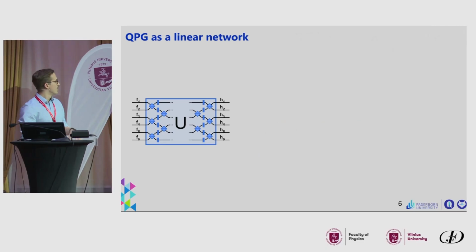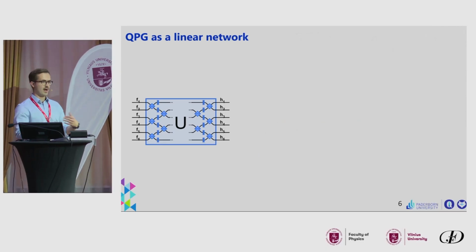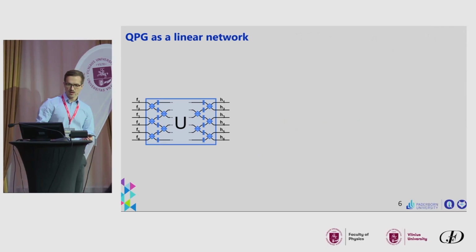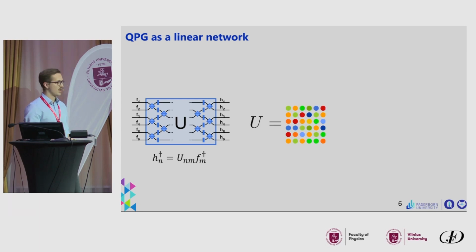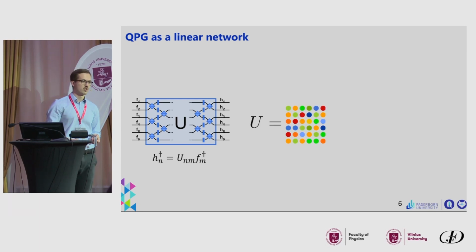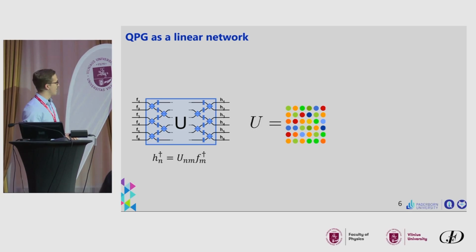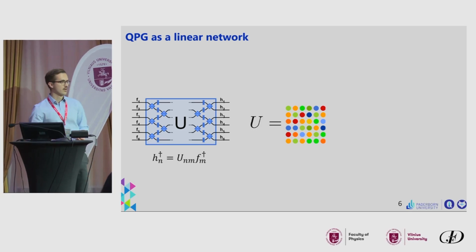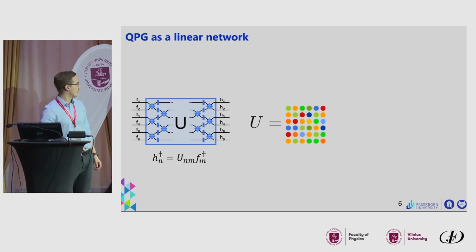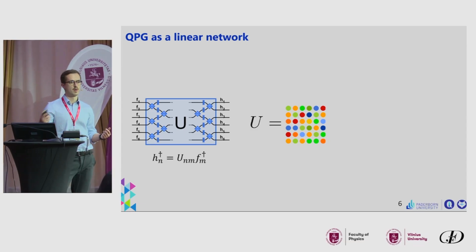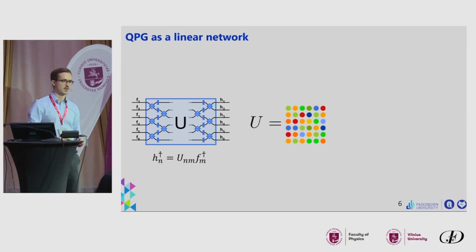And for this, quick recap, if we have a multi-port interferometer like this, we can describe its action by a unitary matrix, which describes how input modes are mapped to output modes. And basically, it describes in one column how the input modes are superimposed in the output modes of the interferometer.